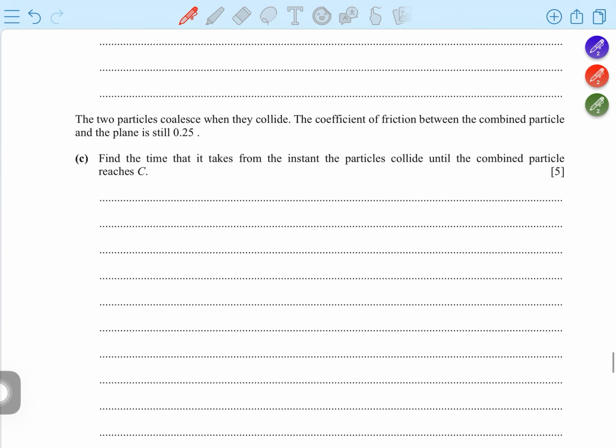Okay, this part C. The two particles coalesce when they collide. It means particle P and Q will merge. The coefficient of friction between the combined particle and the plane is still 0.25. Okay. Find the time that it takes from the instant that the particles collide until the combined particle reaches C. So let's start with the first idea. Because they use the word coalesce, you know you're going to use conservation of momentum.